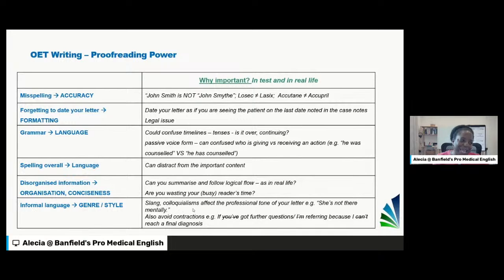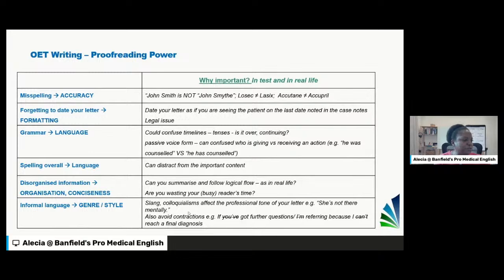You want to avoid slang and colloquialisms. Yeah, that's like, yeah, I don't know. Here's an example. Imagine writing in a formal letter, "she's not there mentally." Now, this may be a fact, but if you're writing a formal letter, you want to say, "Ms. Smith was not aware of her surroundings," or "Ms. Smith often gets confused." So, this is slang and colloquial terms that you don't want to use in a letter. So, you need to be aware of what is slang and what is not.